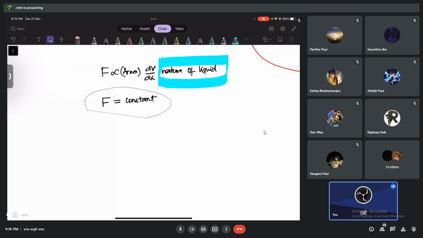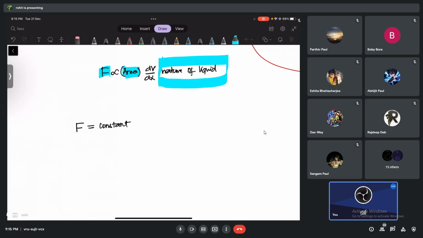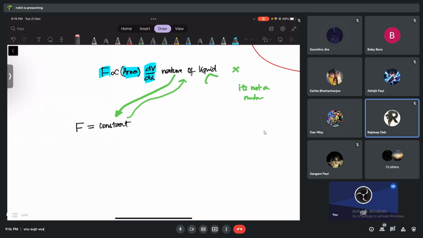So basically what I'm trying to tell you is this: the viscous force depends on area, which is a measurable quantity. dV by dx represents the velocity gradient, that's also correct. It depends on the nature of the liquid, which is also correct. But in a formula you cannot write the nature of a liquid because it's not a number. That's why in its place we bring a constant, and this constant will tell us about the nature of the liquid. You will understand the moment I complete this formula.